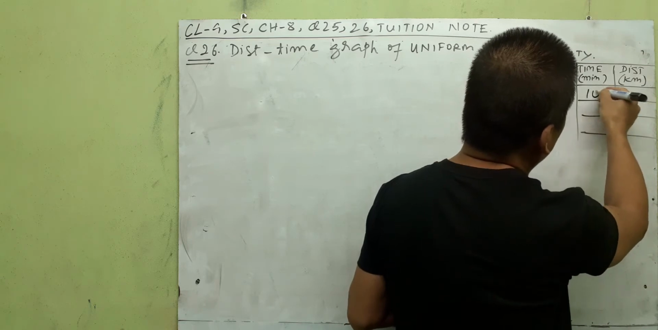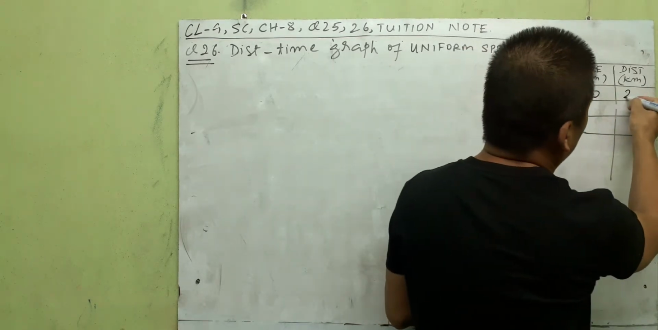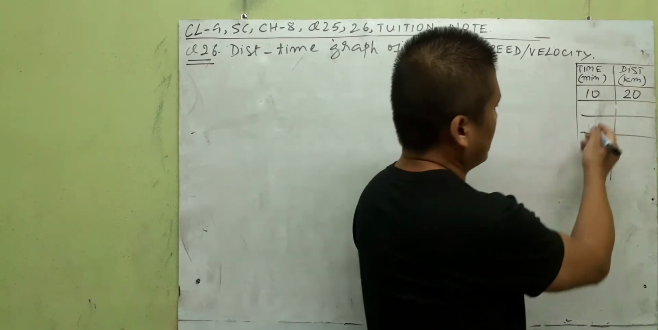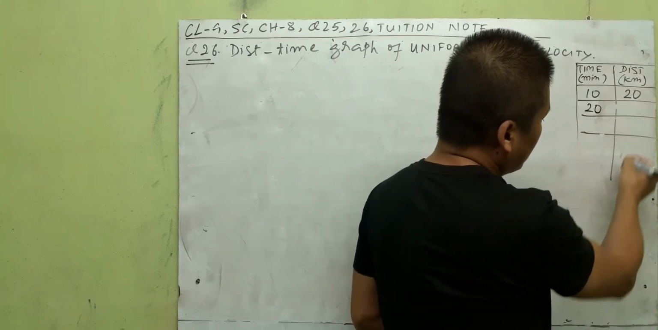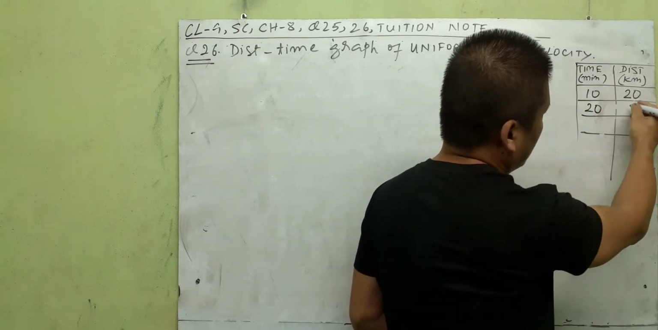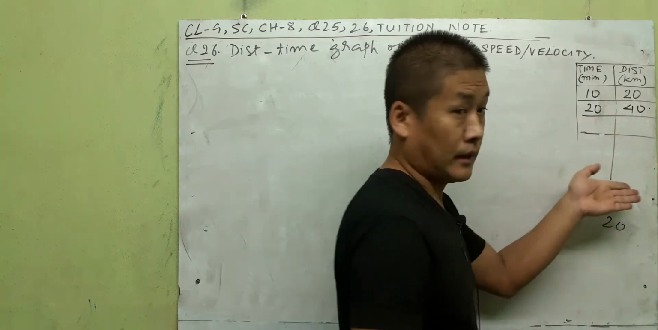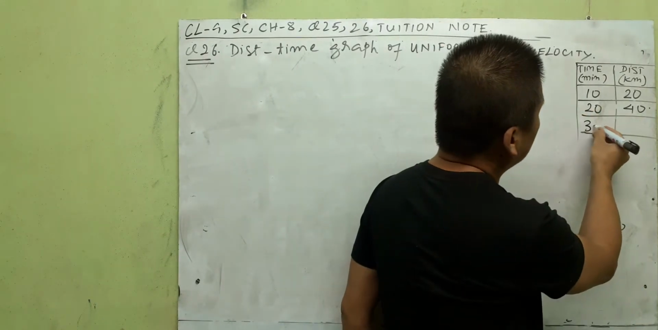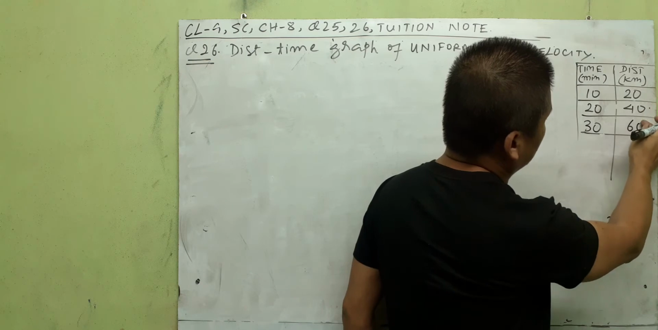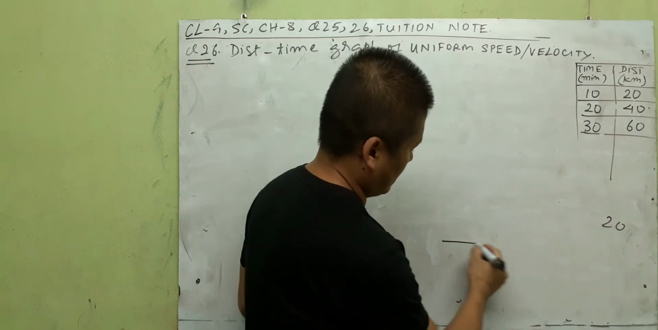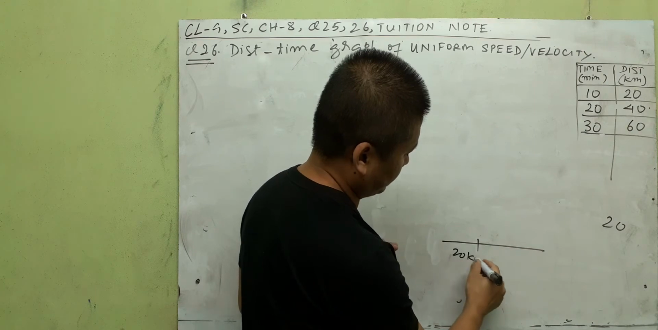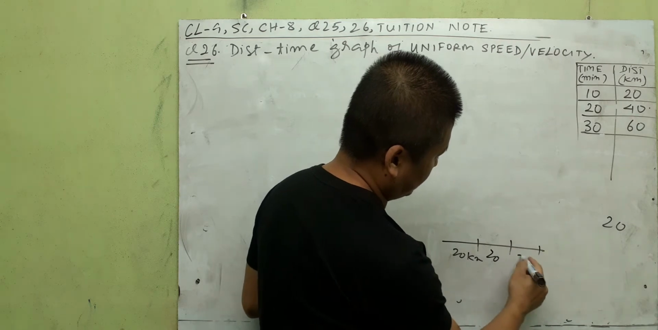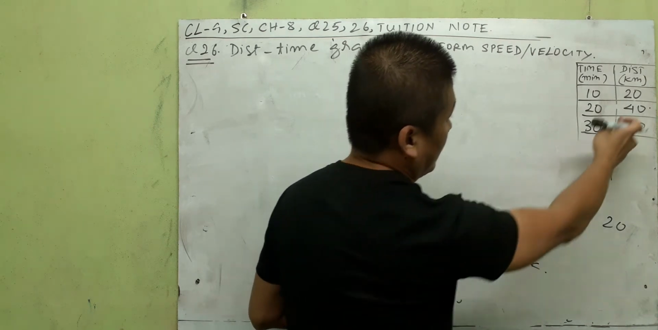Let us say in the first 10 minutes, 0 to 10 minutes, a distance of 20 kilometers was covered. And in the next 10 minutes, meaning 10 plus 10, 20 minutes, again 20 was covered. So 20 plus 20 will be 40. Then in the next 10 minutes, after 30 minutes, it has covered again 40 plus 20, 60. So it covers 20 kilometers in each 10 minutes. Therefore 20, 40, 60.